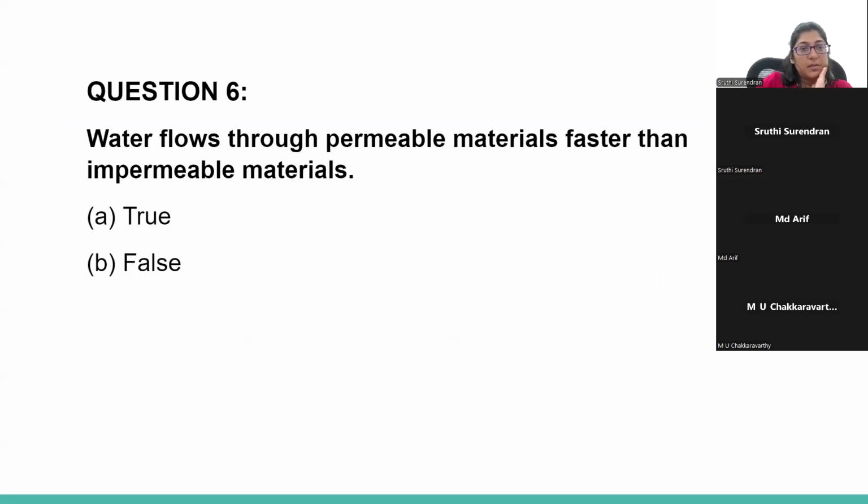So the sixth question: water is flowing through permeable materials faster than impermeable materials. Is the statement true or false?